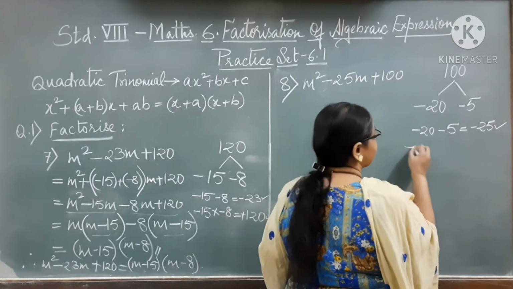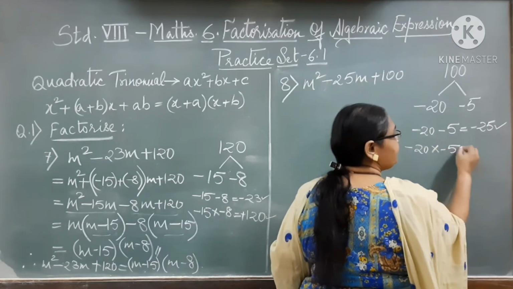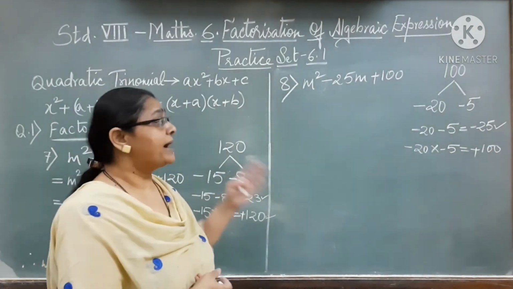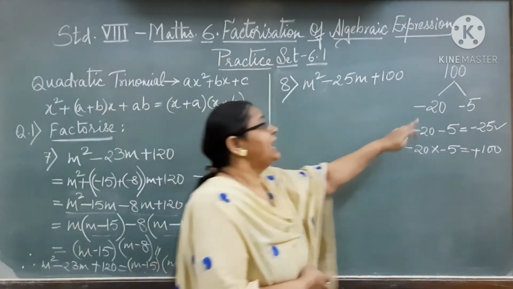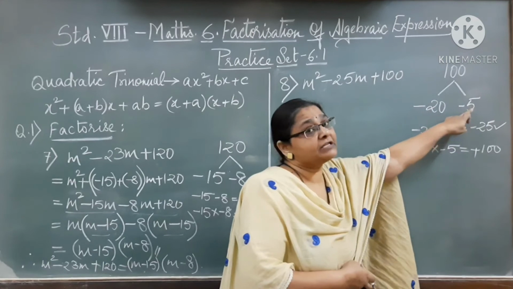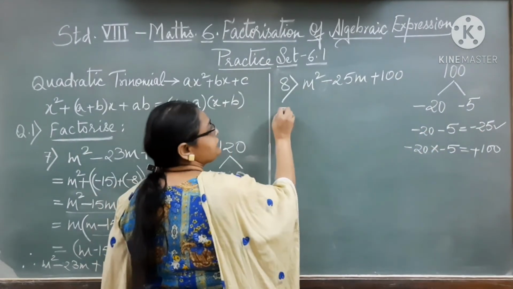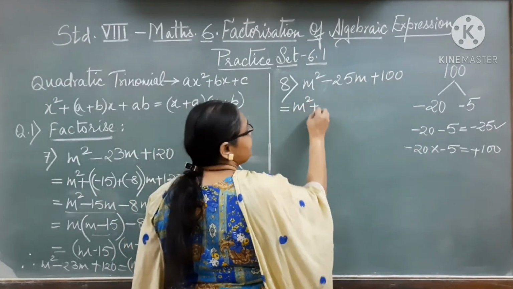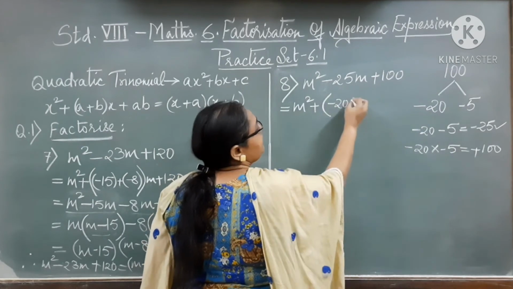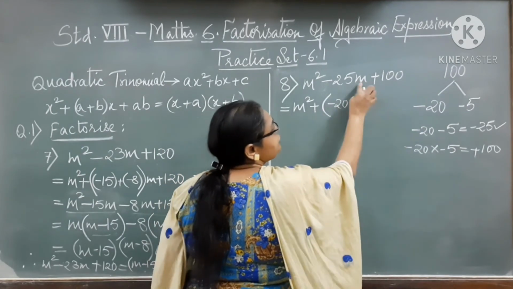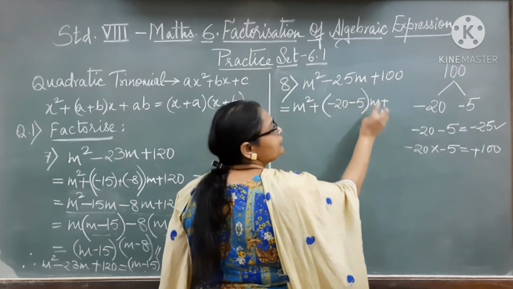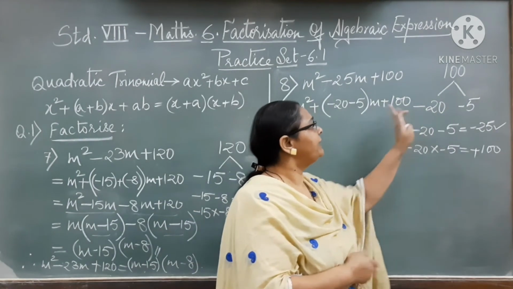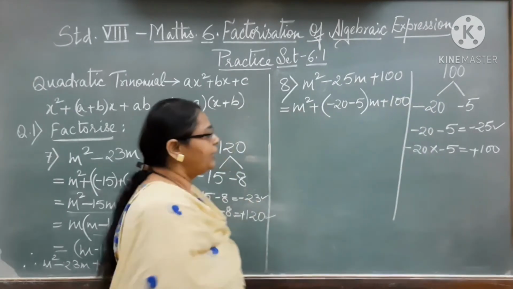And let me find out the product. Minus 20 multiplied by minus 5 is 100. Here minus into minus will be plus. So I can use minus 20 and minus 5 as 2 factors. Let me take minus 20 as A and minus 5 as B, right? Let us now factorize M square minus 25M plus 100, which is equal to M square plus minus 20 plus minus 5 multiplied by M plus, I know 20 into 5 is 100, where minus into minus will be plus 100.